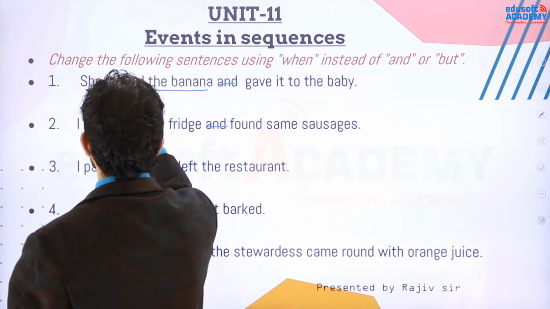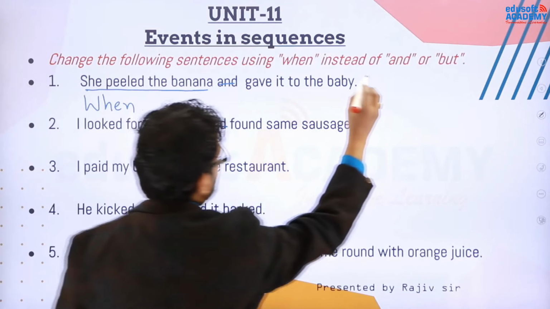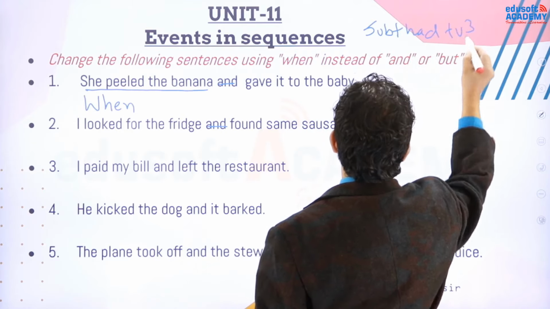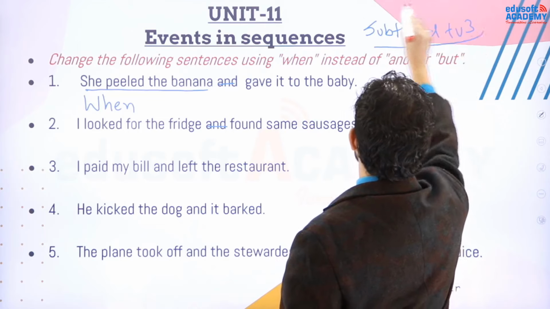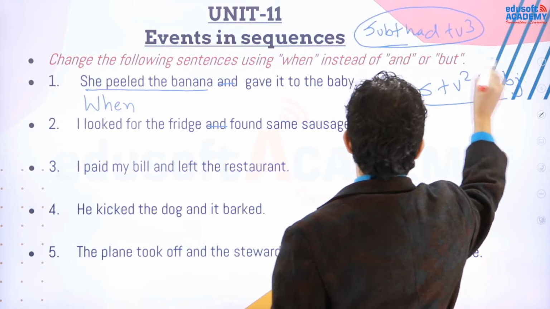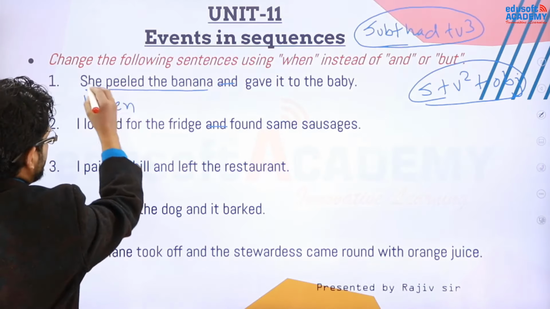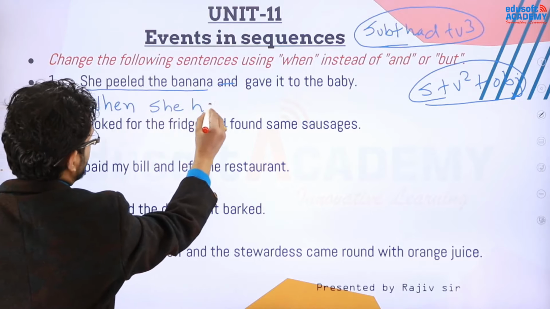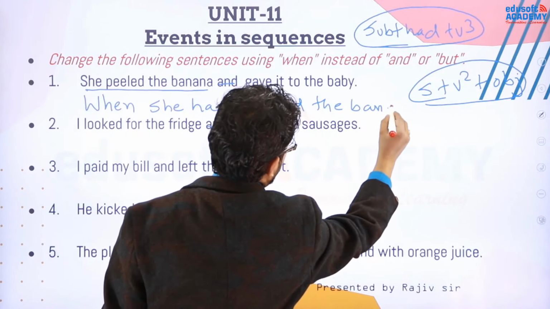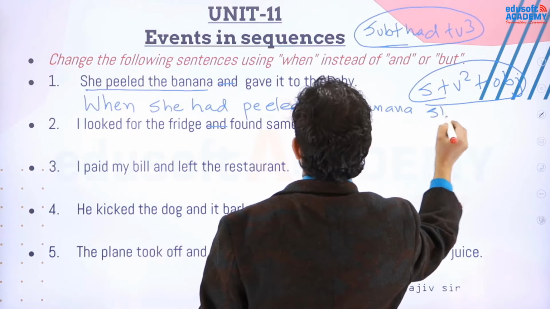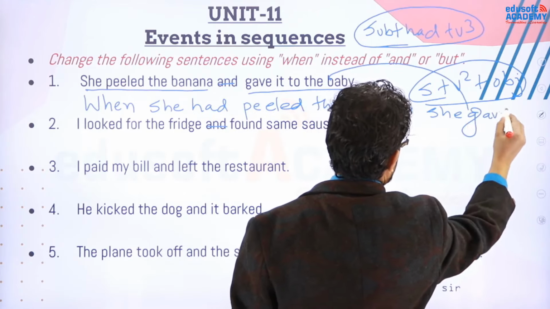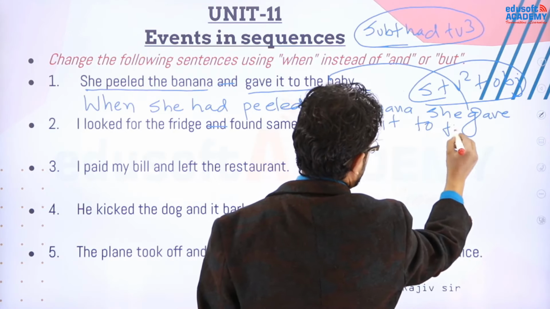Past perfect. So how are you going to write the past perfect? The structure of past perfect is subject plus had plus verb 3. Right? And what is the structure of simple past? Subject plus verb 2 plus object. So in these two, we can find that this event occurred first. That's what we can write here. When she had peeled the banana, she gave it to the baby.